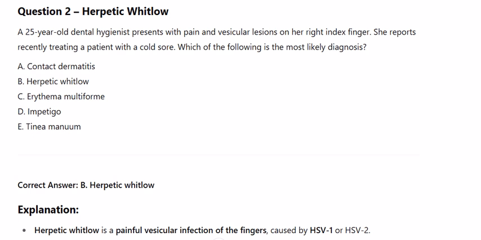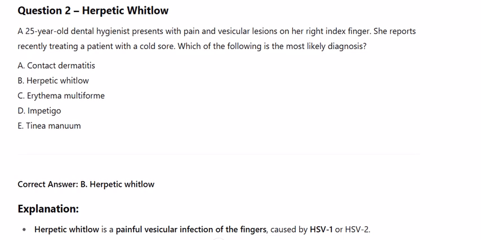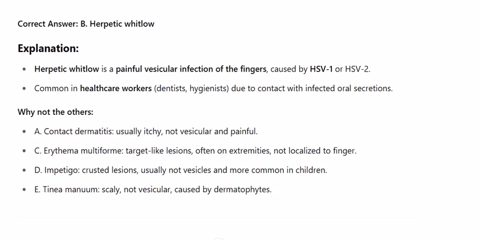A. Contact dermatitis, B. Herpetic Whitlow, C. Erythema multiforme, D. Impetigo, E. Tinea manuum. Correct answer B. Herpetic Whitlow. Explanation. Herpetic Whitlow is a painful vesicular infection of the fingers caused by HSV1 or HSV2. Common in healthcare workers, dentists, hygienists, due to contact with infected oral secretions.